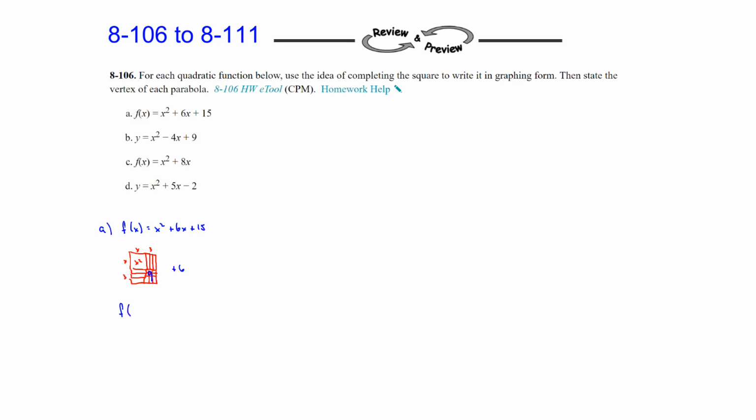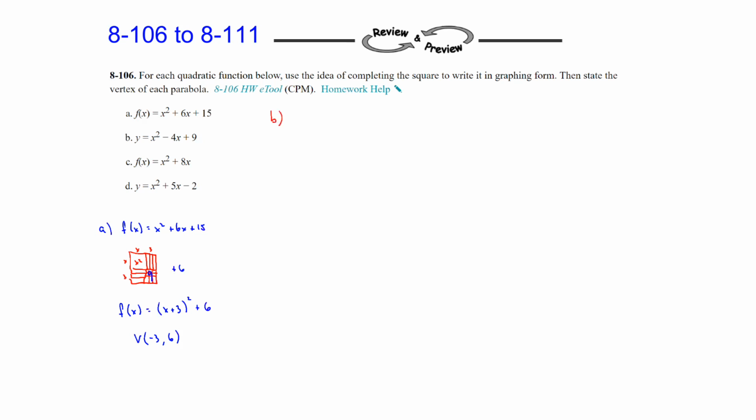So when we rewrite this, we have f of x is equal to, we're going to write the area of the square, so you have a side length of x plus 3, and there's 2 of them, so it's x plus 3 squared, and then we have the extra 6 tiles that we're not going to use. So that would be in graphing form or vertex form, because we can state the vertex would be -3, 6.